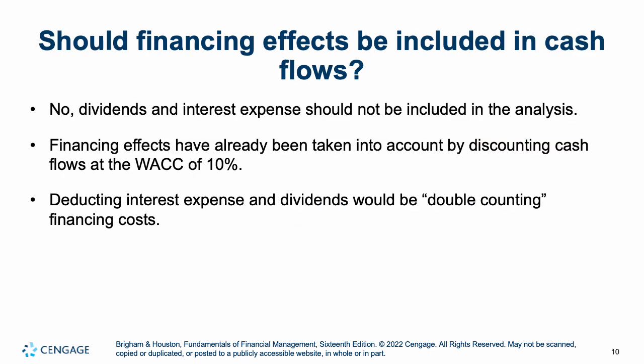Should financing effects be included in cash flows? No, because dividends and interest expense are not generally included. They've already been taken into account because we're using our weighted average cost of capital. Remember, when we calculate our weighted average cost of capital, that's what we covered in Chapter 10, all of that is taken into account already. Deducting interest expense and dividends would be double counting financing costs. Since they're already factored into our WACC calculation, we don't actually need to do that.